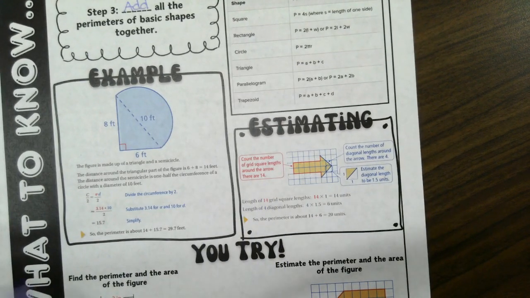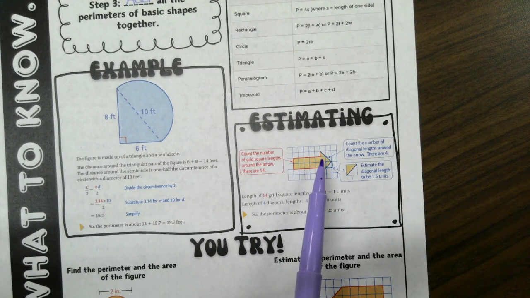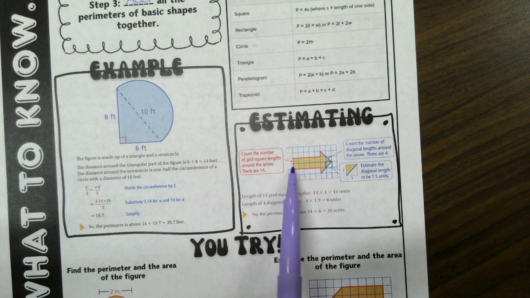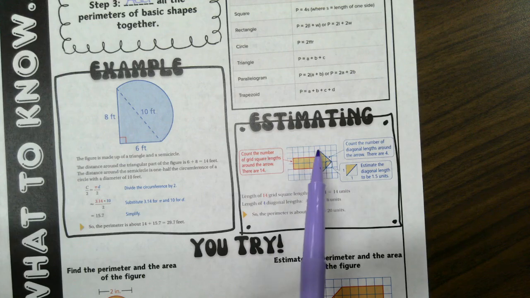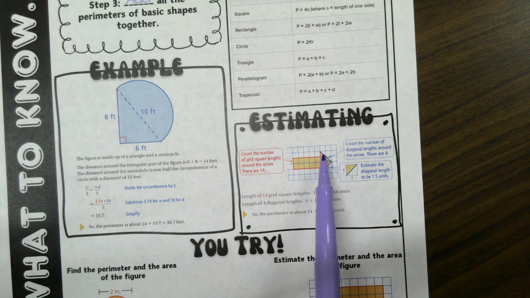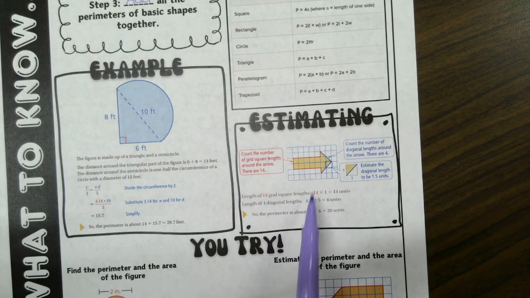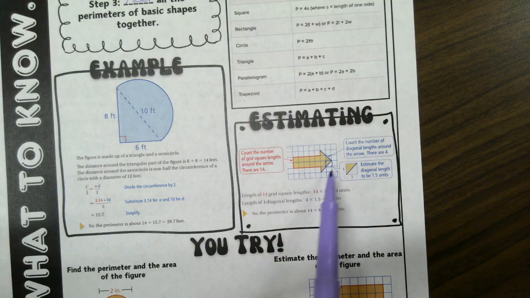When you're estimating, this is a little different. So when you're estimating, first you're going to count the number of grid square lengths around the arrow. So if you look at this red, this is around the arrow. Okay, that gave us 14. Then you're going to count the number of diagonal lengths around the arrow, and there are 4. So when you estimate the diagonal lengths, you will estimate them to be 1.5 units. Okay, so all of those diagonal lengths, if there was 4, we're going to multiply that by 1.5. These regular square lengths, we're just going to multiply them by 1. So we'll have 14. 4 times 1.5 is 6, so 14 plus 6 is 20 units.